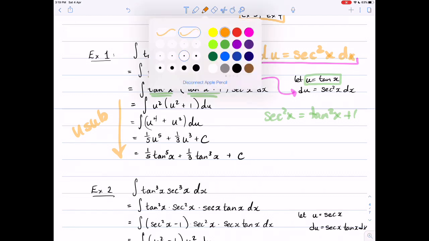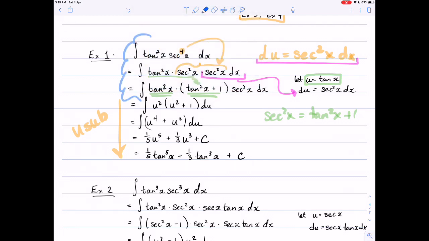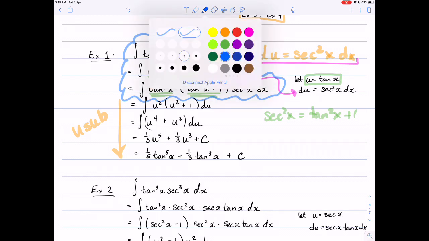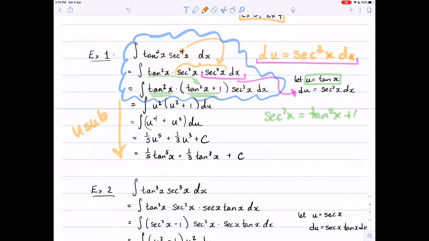So as in the previous video, when you prepare everything correctly using your trig identities and your derivative relationships, then what follows is super easy. It's just a u sub. So if u is tangent of x, tan squared becomes u squared, tan squared plus 1 becomes u squared plus 1, you expand, you use the power rule, and you revert. So those are always your final steps of any sort of trigonometric integral of this type.